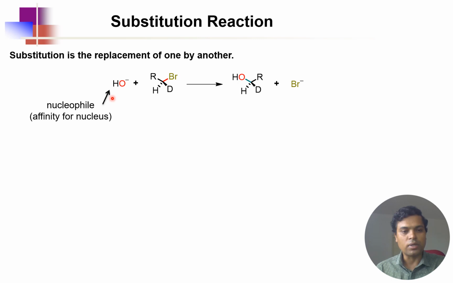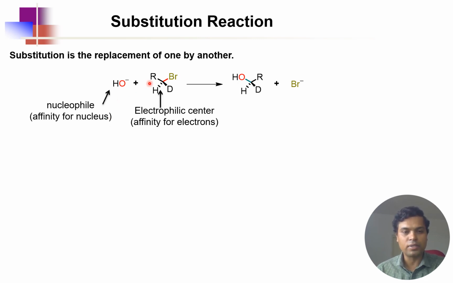And why is it so? Because we know that the nucleus is positively charged, because it has protons, and this nucleophile has a negative charge, so positive and negative can interact with each other. That's why it is called affinity towards the nucleus.